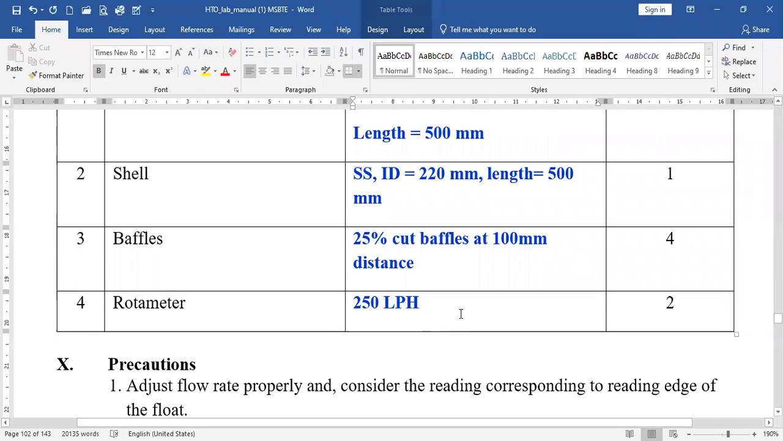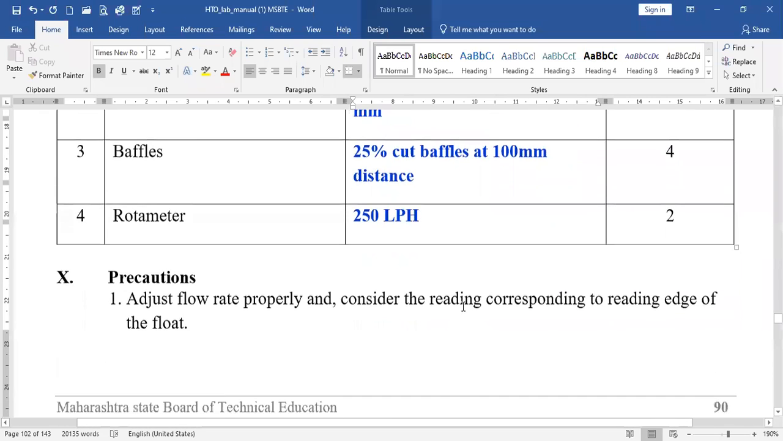Then there are 2 rotameters for measuring the volumetric flow rate of shell side and tube side fluid, that is, hot fluid and cold fluid. Now we are using water, that is why it is hot water inlet flow rate and outlet flow rate and cold water inlet and outlet flow rate. The approximate maximum limit is 250 LPH. Normally we are going to conduct this experiment at near about 150 LPH.